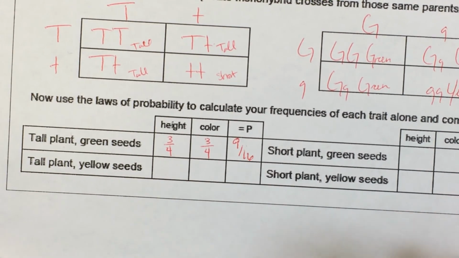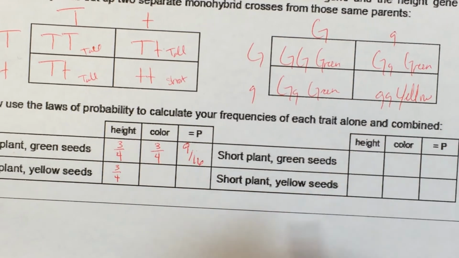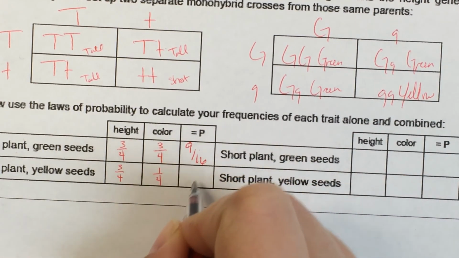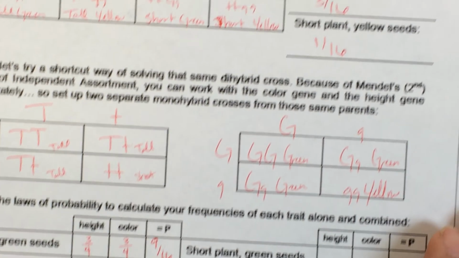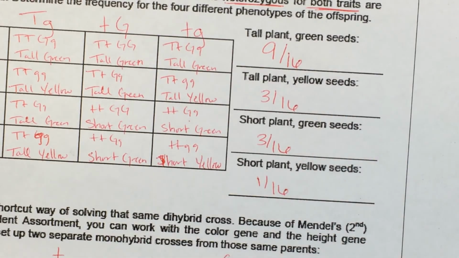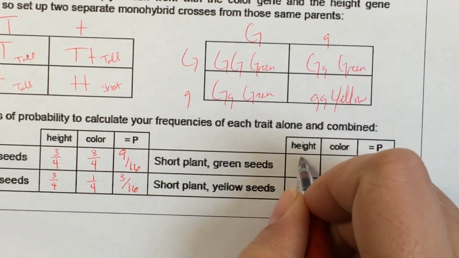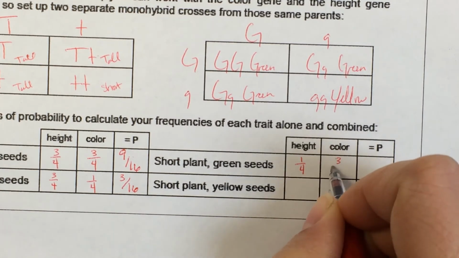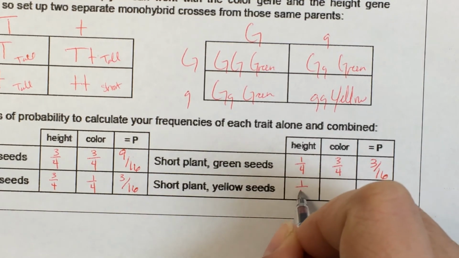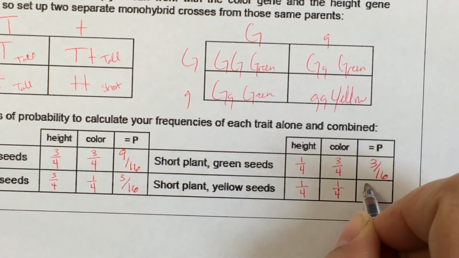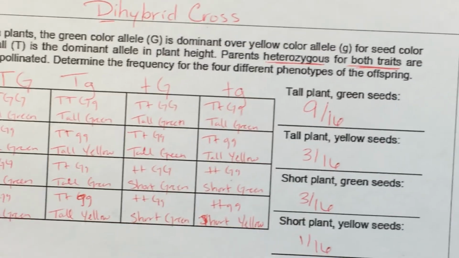Let's try it again for tall and yellow. We still have 3/4 of our plants being tall, and in yellow, only 1/4, a 25% chance. 3 times 1 is 3, 4 times 4 is 16. So if we look back up here, yes, it still matches 3/16. Let's do the last couple here. Short plants, that's 1/4. Green is 3/4, so that is 3/16. And then short and yellow, 1/4 times 1/4 is 1/16. And so you can see the numbers here match the numbers we got back in the big table.